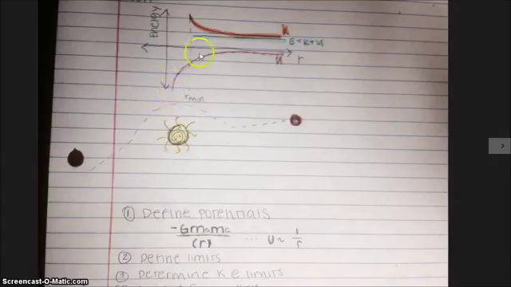And so you can see that we plotted this just like this. The pink line is our potential energy.